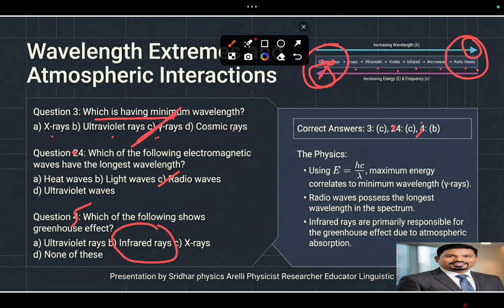Using E equal to hc by lambda, maximum energy correlates with the minimum wavelength, that is about the gamma. Radio waves possess the longest wavelength in the spectrum. Infrared rays are primarily responsible for the greenhouse effect due to atmospheric absorption. Explanation for 3, 4, 5.